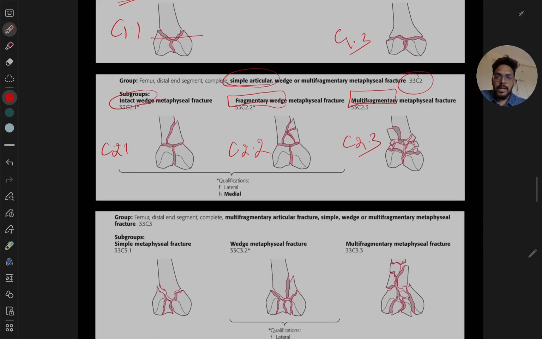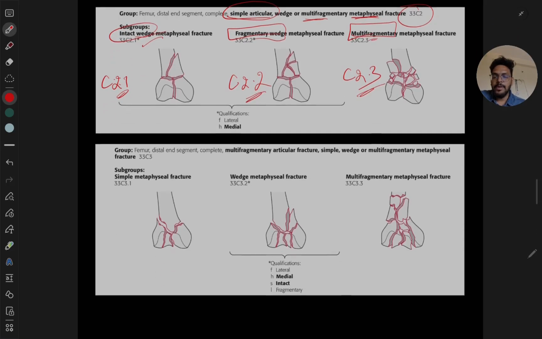Here the articular area is simple, but the metaphyseal area is fragmented. In that fragment also, if it is an intact wedge, it is 2.1; if fragmentary wedge, 2.2; multifragmentary wedge, 2.3. Here both the articular and the metaphyseal areas are fragmented. The simple metaphyseal fracture is C3.1. Wedge metaphyseal along with the multifragmentary articular is C3.2, and multifragmentary metaphyseal is C3.3.